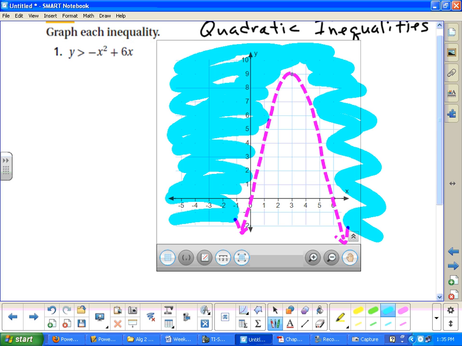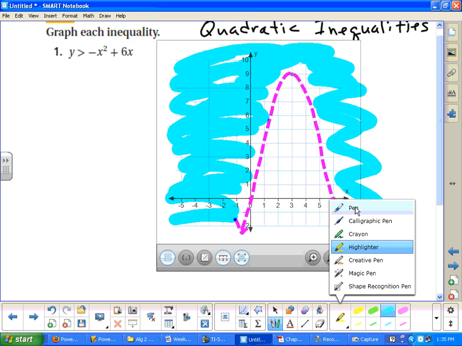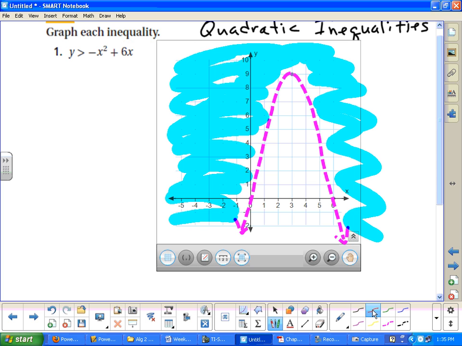Now, is there a way I can check to make sure that's correct? Okay, we can check a point, right? Unfortunately, in this case, we can't use the origin because that's on our graph. So we need to check another point. So let's check the point 0, 1, because it looks like that's not. So if it's true, then shading on the outside is correct, right? So if I put 1 in for y and 0 in for x, is it a true statement? So is 1 greater than 0? Okay, and that's true, right? All right, so I shaded the correct portion of the graph then.